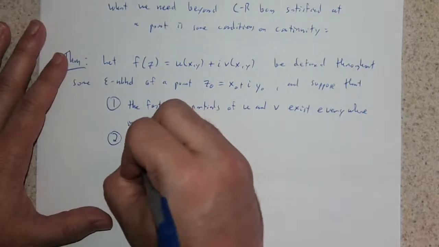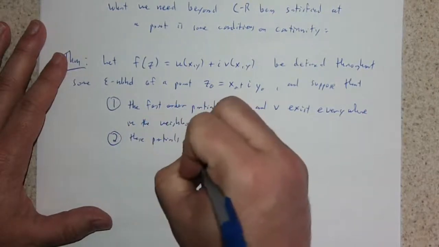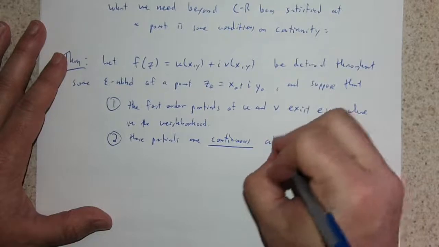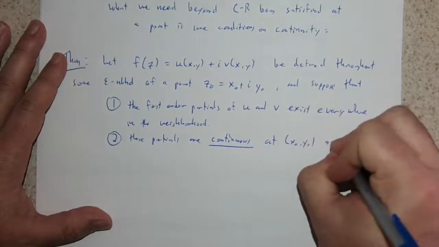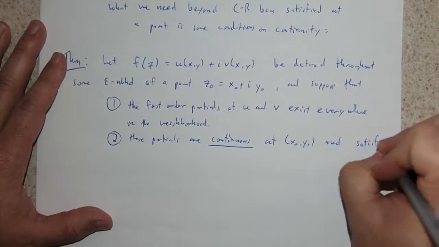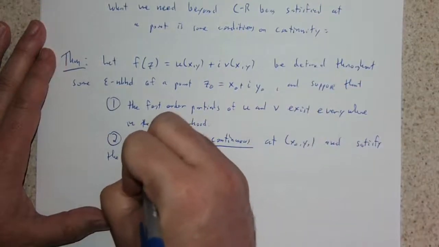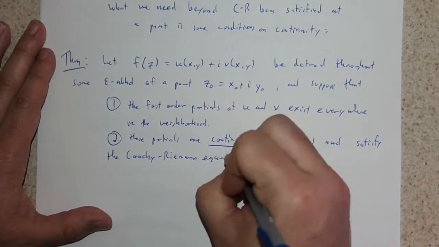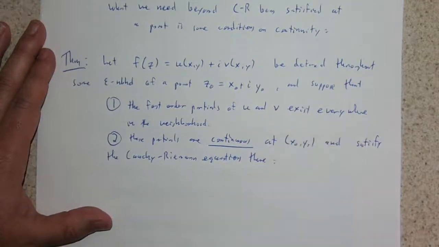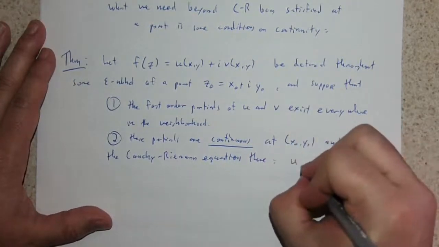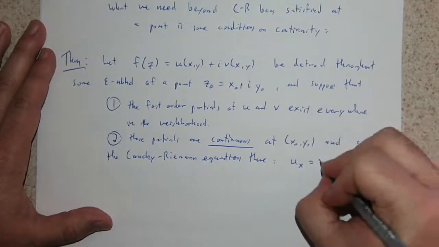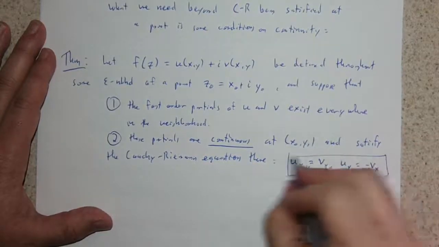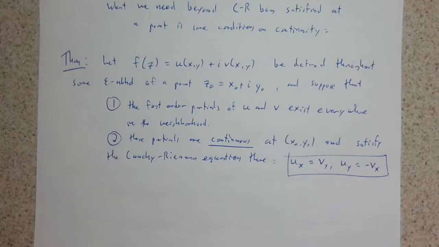So these partials are continuous. This is a big requirement here. These partials are continuous at x naught, y naught and satisfy the Cauchy-Riemann equations there. So just to remind you what those are: u sub x is equal to v sub y. u sub y is equal to minus v sub x. Okay, so those have to be satisfied at the point in question.